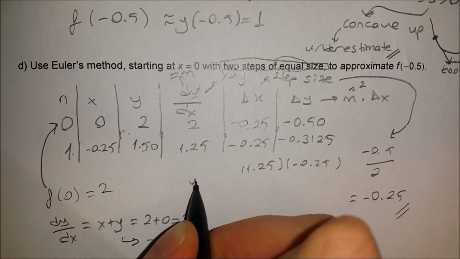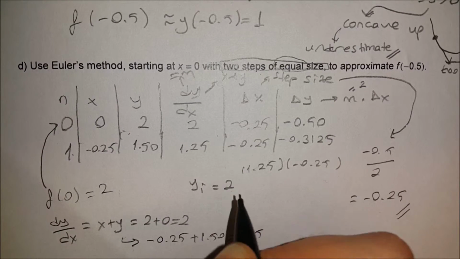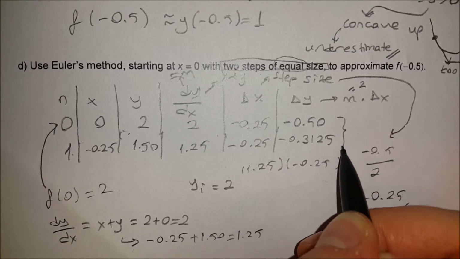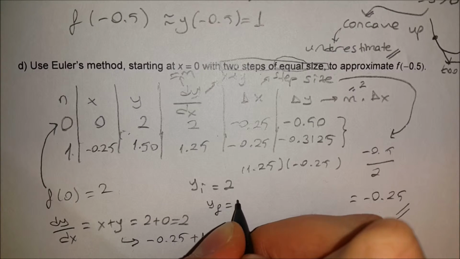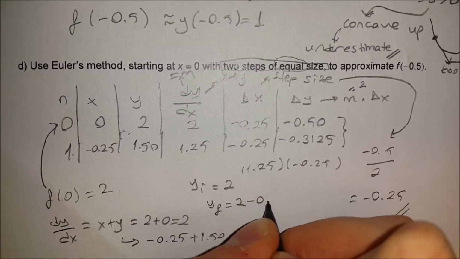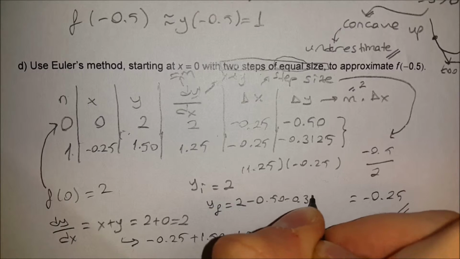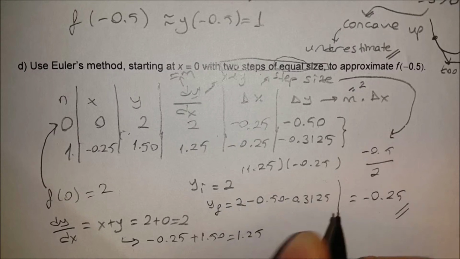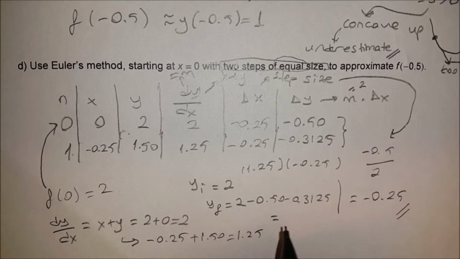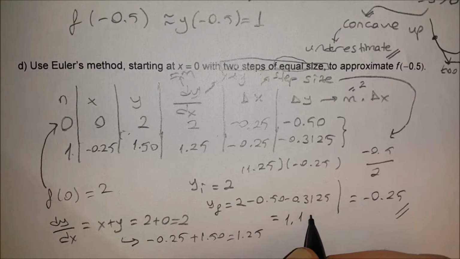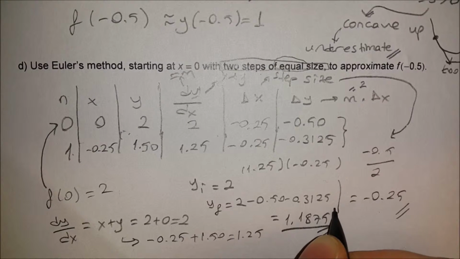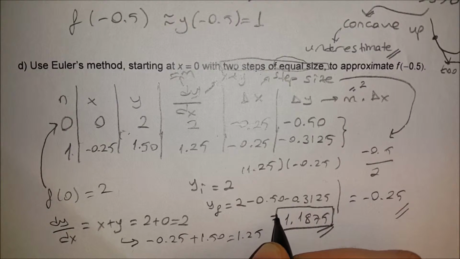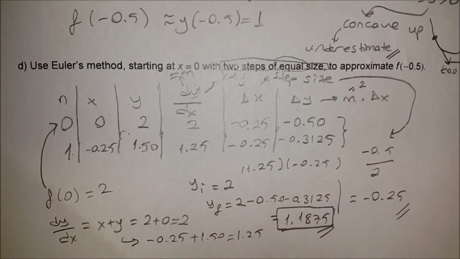So in order not to lose accuracy, I write all the decimals. You should too. And then y initial is 2, and y final is 2 plus delta y, which is equal to, in this case, 2 minus 0.5 minus 0.3125, which is equal to 1.1875. That is the value of f when x is negative 0.5, approximately.